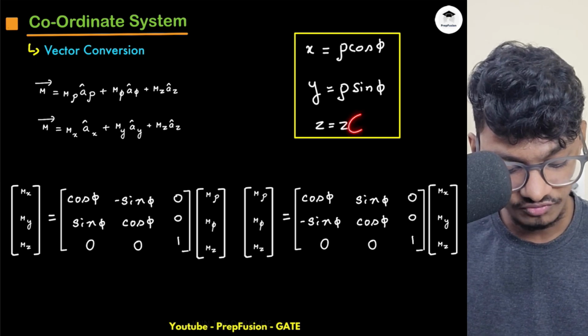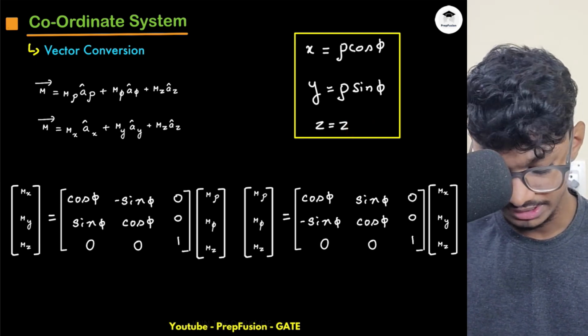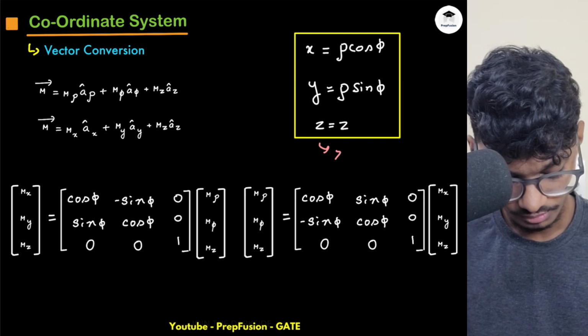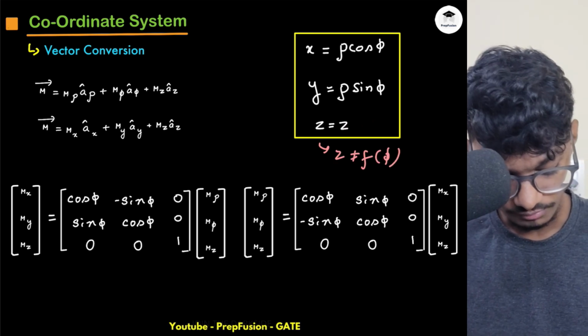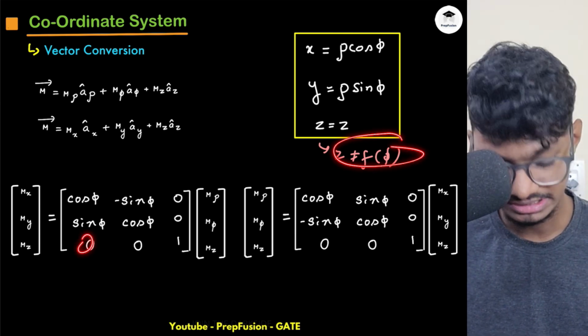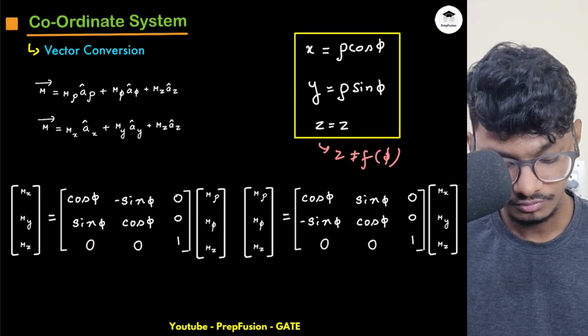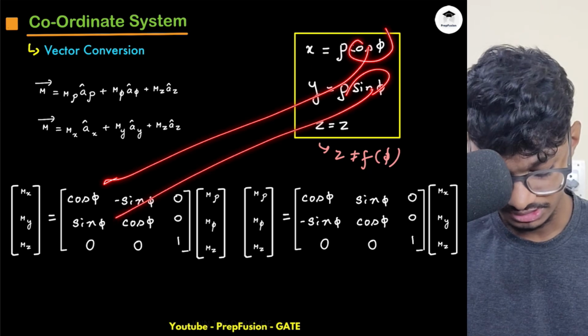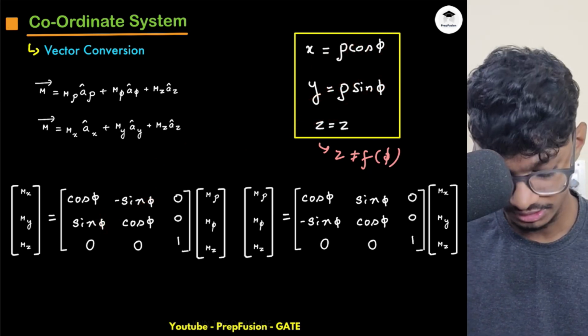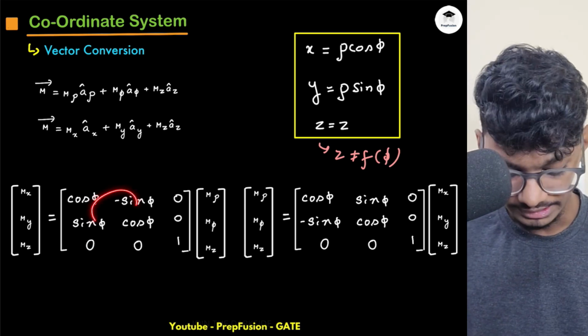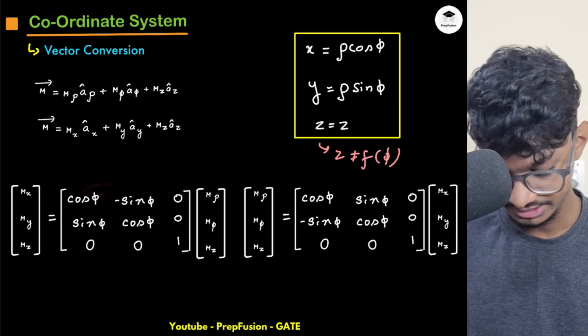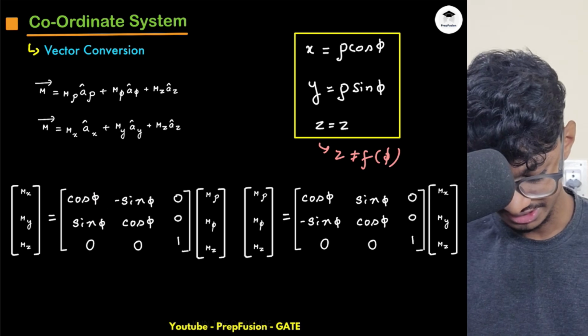Okay, so there is no phi component here. Z is not a function of phi, so I will write 0 over here. And as X is a function of phi, it is cos phi, and Y is sin phi. So I simply write this in the first column. In the next column, I'll simply differentiate this. I have simply differentiated this.